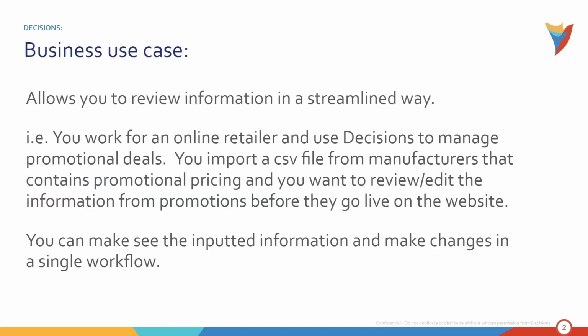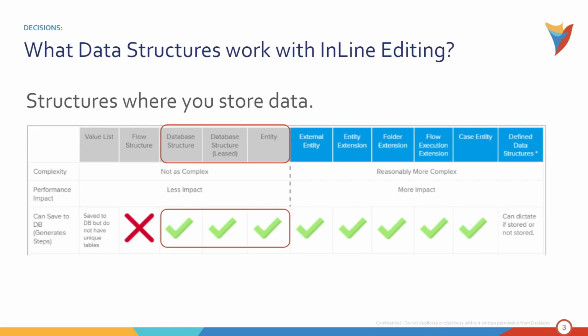A use case of this would be if you wanted to review and edit information in a singular place that you might have imported from somewhere else, or give you the ability to make changes on the fly. A use case that we actually have here in Decisions: we have an online retailer that gets promotional deals imported via CSV file. It can then be reviewed and edited before it goes live on the retailer's website, to make sure that all of those numbers are correct. It gives you one singular place where you can review and edit that information before saving it to the database. And here are a couple of the database structures that are going to work with inline editing.